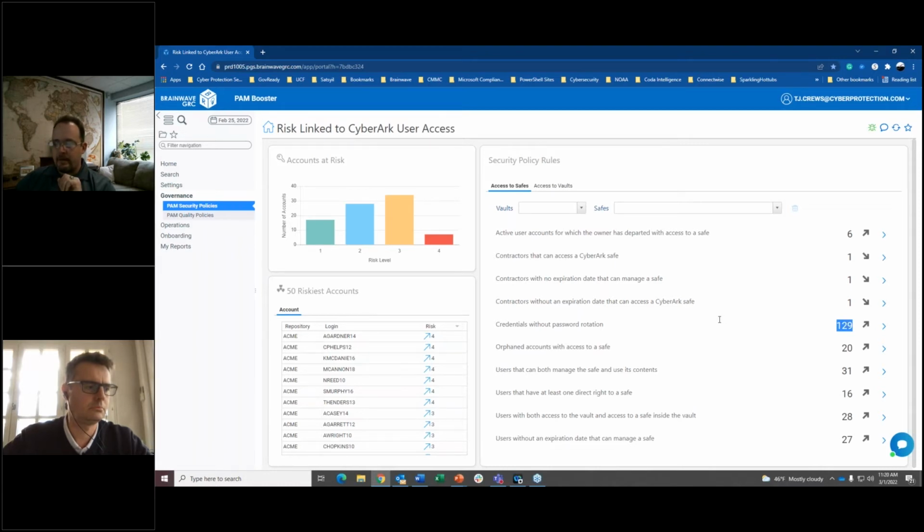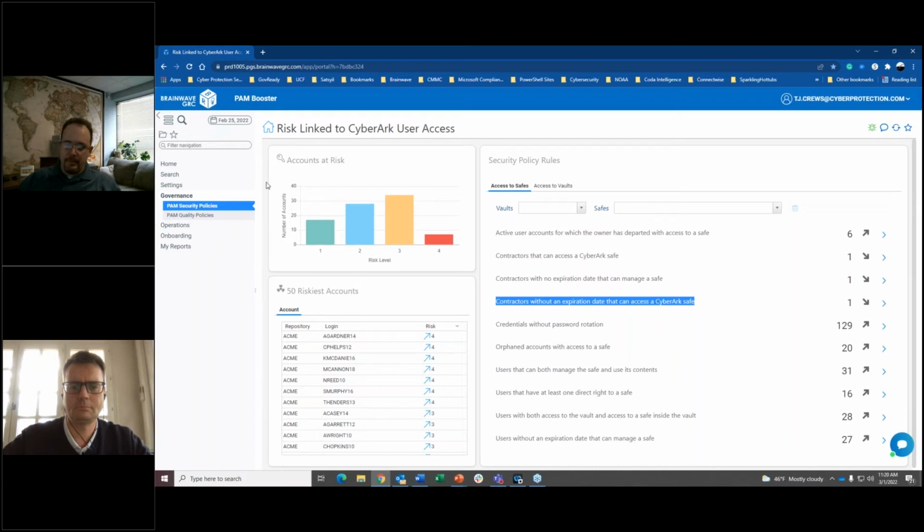There's another one in here that I'm not going to go through all of these, but there's another one in here that shows contractors without an expiration date that can access CyberArk Safe. If an external user comes into your network to do something and is given access to a safe, but maybe that day the person didn't have coffee and didn't turn on the expiration date when they set up their user account, well, suddenly that contractor leaves, but that account is still active and there is no automated way to ensure that that account does not have access anymore, i.e. an expiration date. So this shows you almost immediately what's going on.